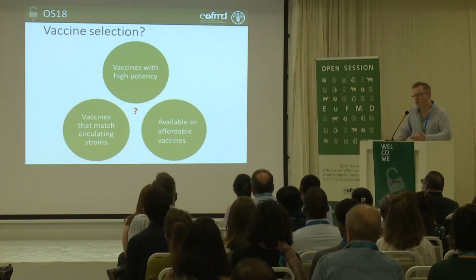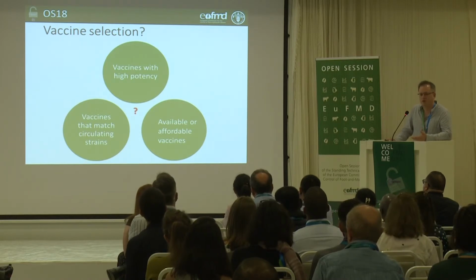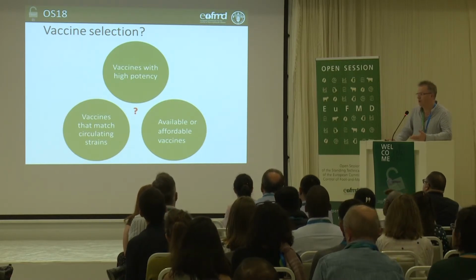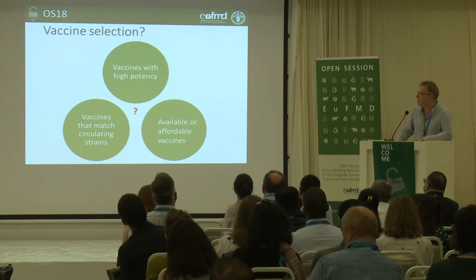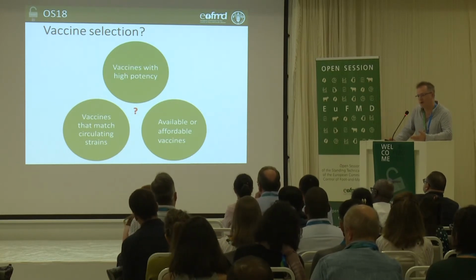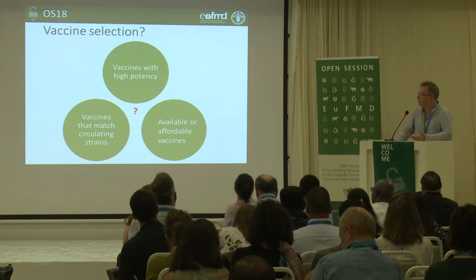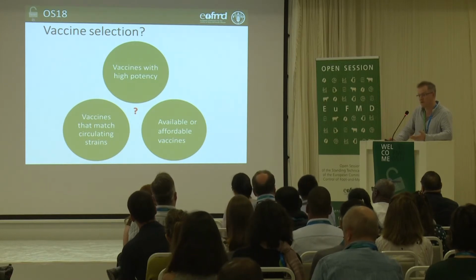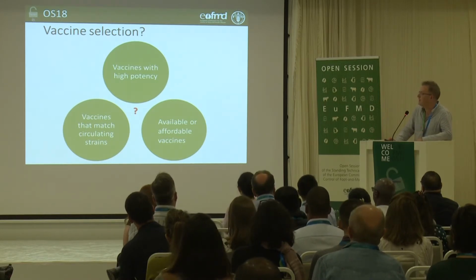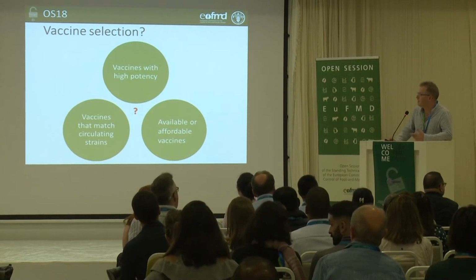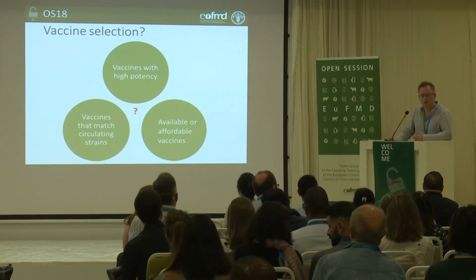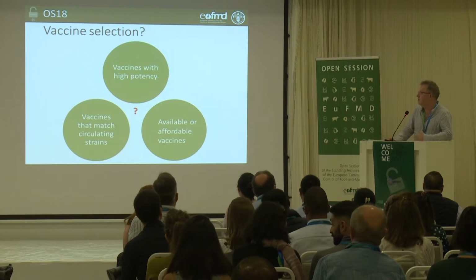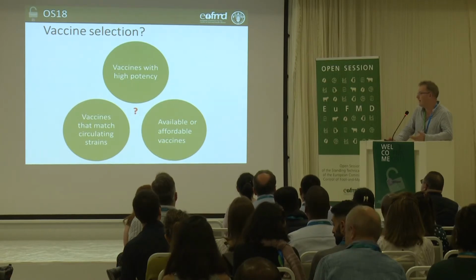Yeah. So what this comes down to is the fact that there are three different questions going on when we're trying to do vaccine selection. One of them is really coming from the manufacturers. They want to make vaccines of high potency so they can be used in lots of different situations and they have broad coverage. The others are really questions for the consumer, which are, are there vaccines commercially available that match the circulating strains in my country, and are they actually available and affordable to me?